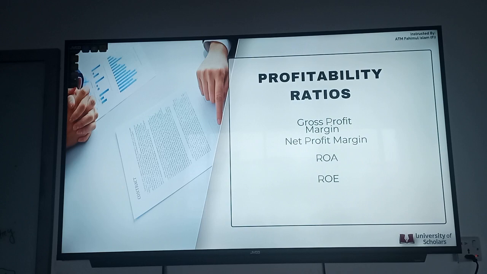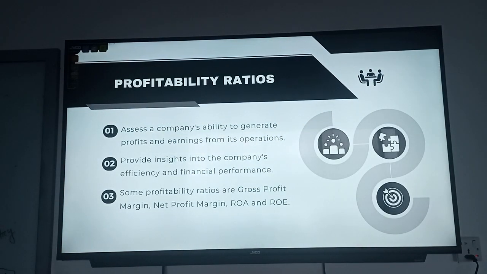So let's begin with the profitability ratios, what they do and what they mean. Profitability ratios are financial metrics used to assess a company's ability to generate profits and earnings from its operations. How much profit they are making from their operations is usually measured by profitability ratios, which are gross profit margin, net profit margin, return on asset, and return on equity, which provide important insights into the company's efficiency, financial performance, and overall profitability.